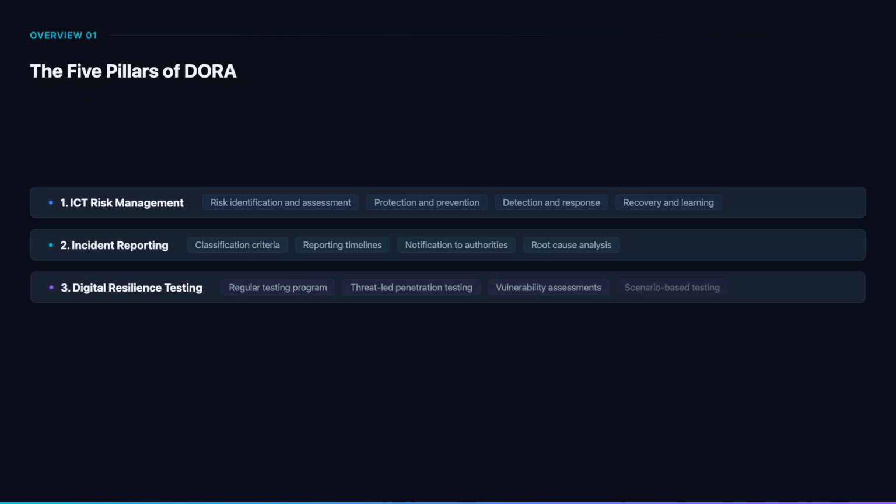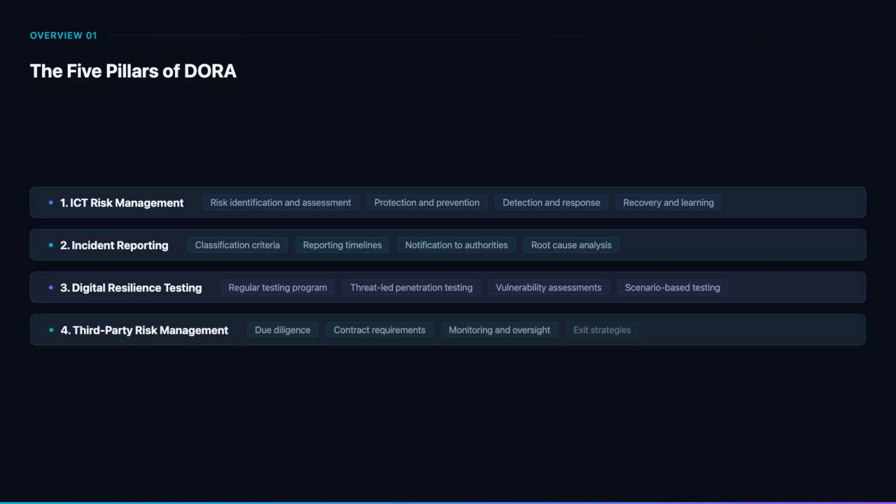The third pillar requires digital operational resilience testing. This includes regular testing programs, threat-led penetration testing for significant entities, vulnerability assessments, and scenario-based testing that simulates real-world disruptions.